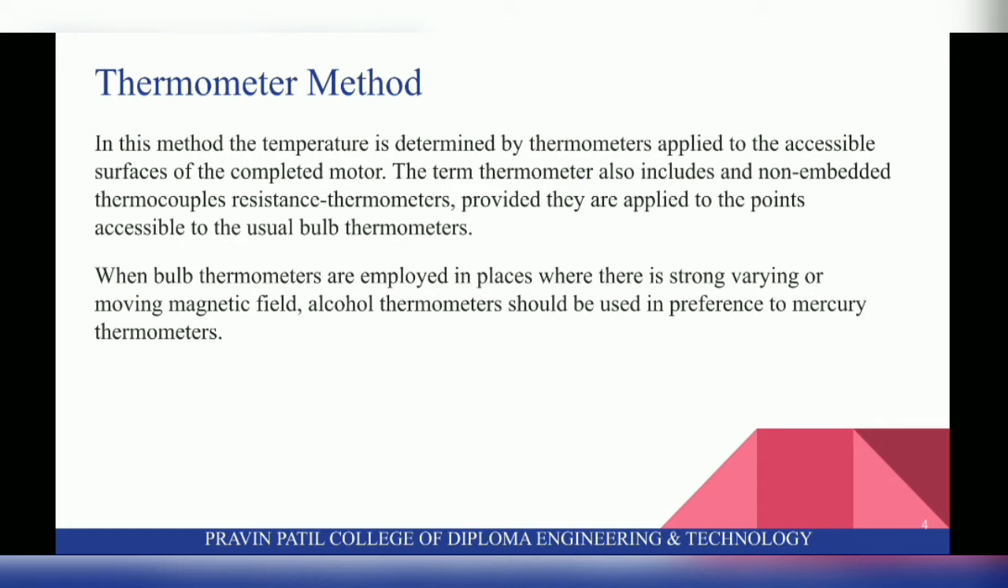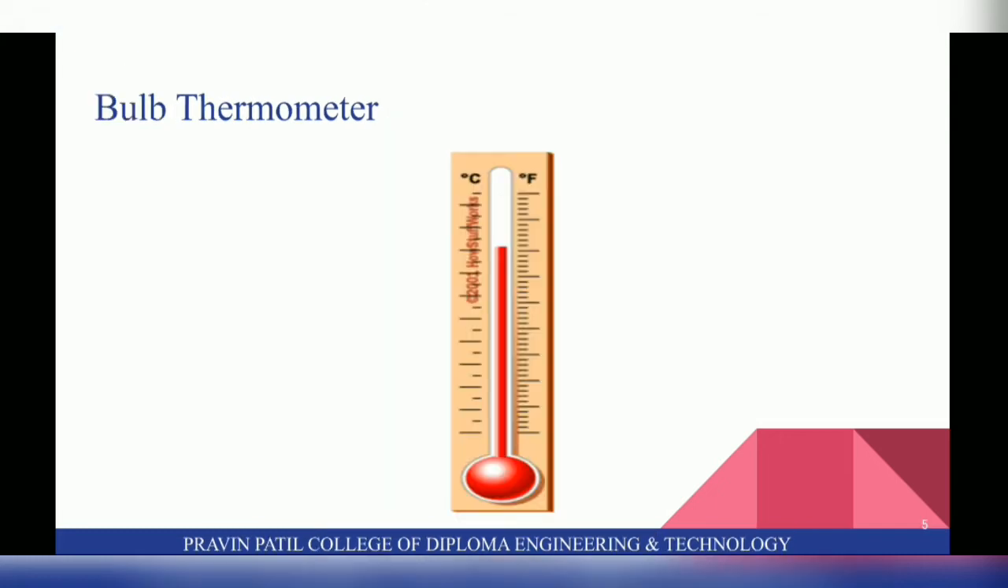So first, thermometer method. In this method, the temperature is determined by thermometers applied to the accessible surfaces of the completed motor. The term thermometer also includes non-embedded thermocouples and resistance thermometers, provided they are applied to the points accessible to the usual bulb thermometers. When bulb thermometers are employed in places where there is a strong varying or moving magnetic field, alcohol thermometers should be used in preference to mercury thermometers. So this is the actual image of a bulb thermometer.